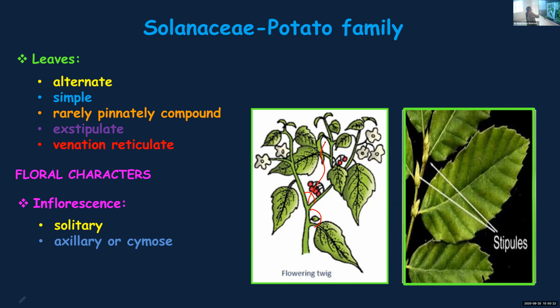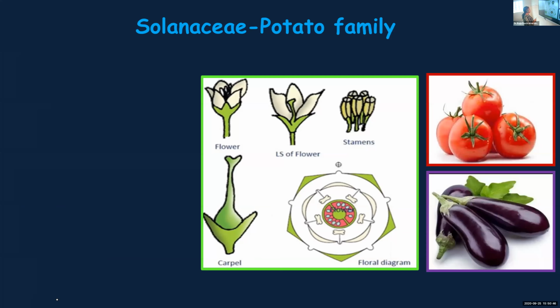Hope you are remembering the points we discussed about cymose inflorescence. Then they are bisexual. What is meant by bisexual? Both male and female parts are found in the same flower. Then actinomorphic means what type of symmetry? Radial symmetry. That was about the floral characters, inflorescence.